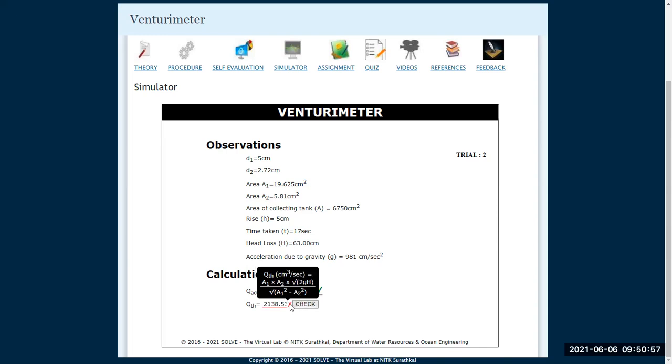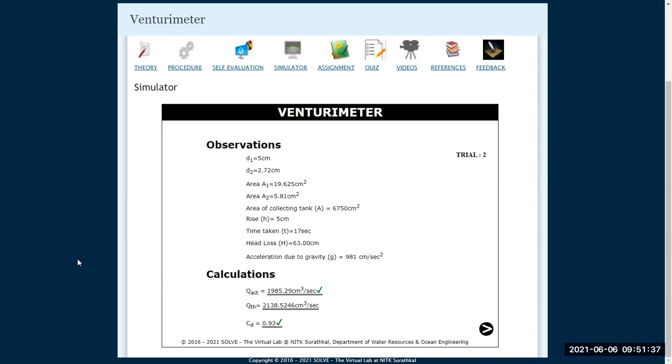Okay, so check the answer. If the answer is wrong, you just double click and it will show the answer. So the theoretical discharge is 2138.5246. Now you calculate the CD, that is the ratio of actual discharge to the theoretical discharge. So that is 1985.29 divided by 2138.5246. Okay, so the answer you will get is 0.93. So the CD value is 0.93, so that is the correct answer.